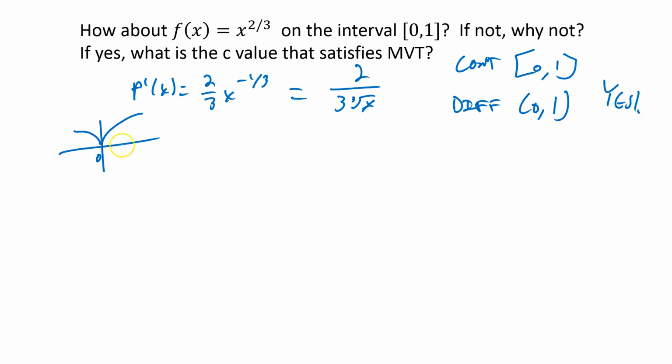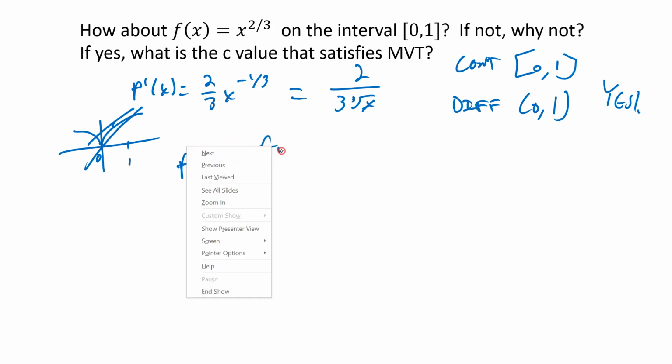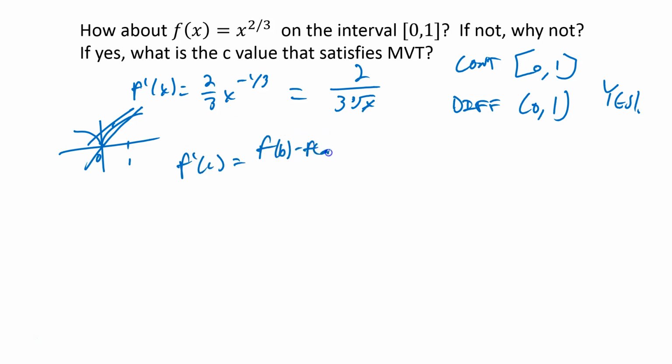But I'm going to be able to find a point between 0 and 1 where the slope of the secant line is equal to the slope of the tangent line. So let's do it. So we need f prime of c equal to f of b minus f of a over b minus a. I blame the length of this video on my pen not working. Okay. So f of b minus f of a over b minus a. So let's do that first. So we're doing the right side first.